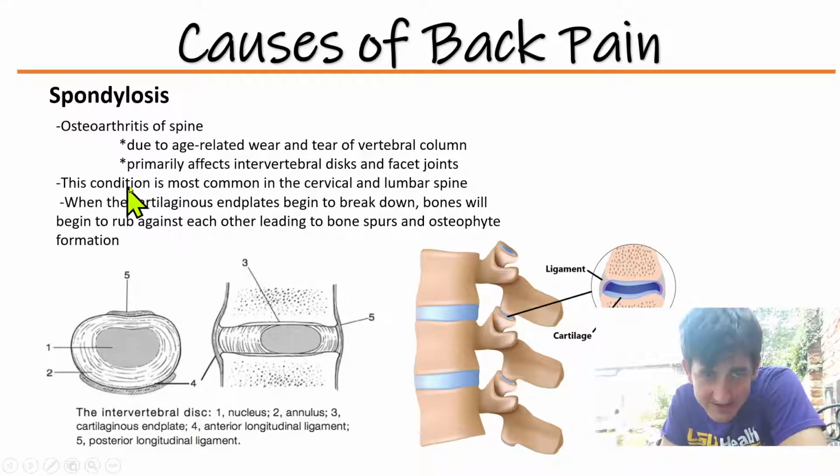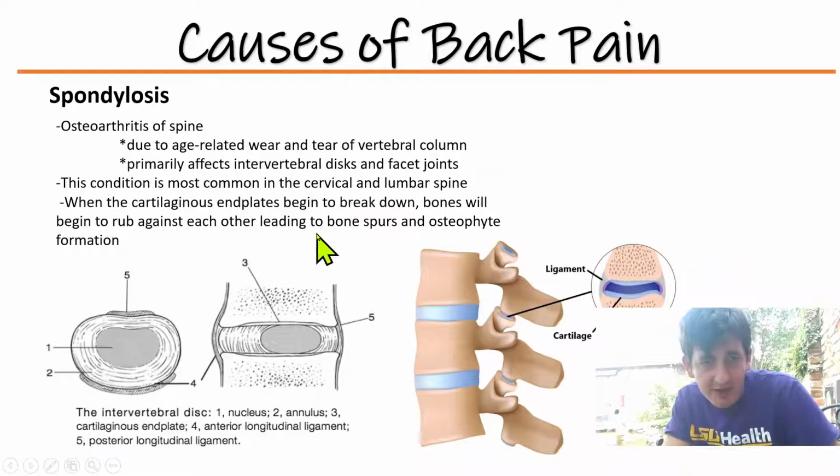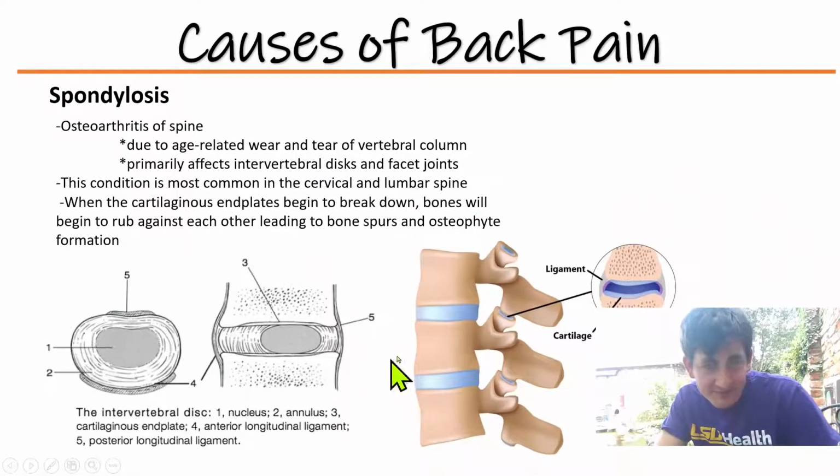So we said that this condition is most common in the cervical and lumbar spine. And when the cartilaginous endplates break down, which is number 3 here, this is our cartilaginous endplate of the intervertebral disc, and that begins to break down. The bones will begin to rub against each other, leading to bone spurs and osteophyte formation. So we can see cartilage here on the facet joint, and this can break down, leading to this condition where we have degeneration.